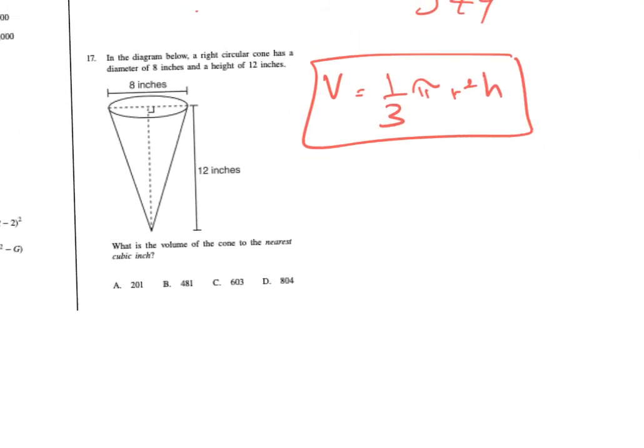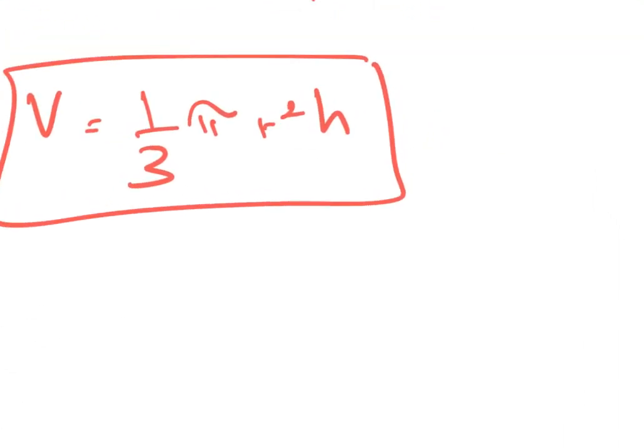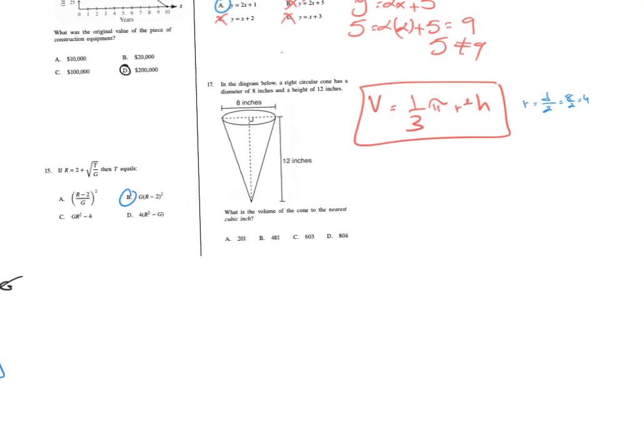Well, I don't have R, but I have the diameter, which is 8 inches, right? So first of all, let's find the radius. So the radius equals the diameter over 2, which is 8 over 2, which is gonna be 4 inches, right? Now we're just gonna plug them here. I'm gonna use the formula. So I got V equals 1/3 times pi, which is approximately 3.14, times 4 squared times height, which is going to be 12 inches, right?